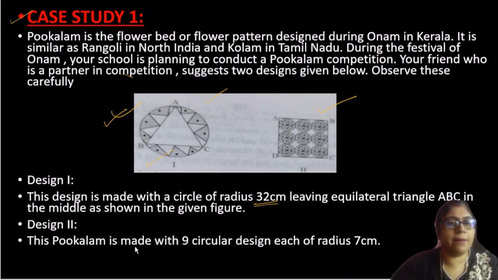This pookalam is made with 9 circular designs each of radius 7 centimeter. As you can see here, 9 small circles are there.